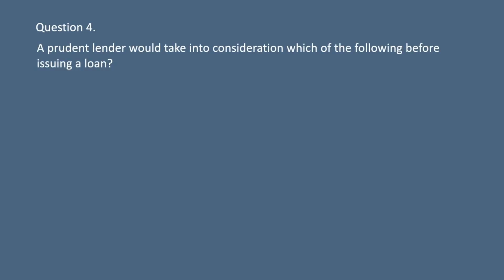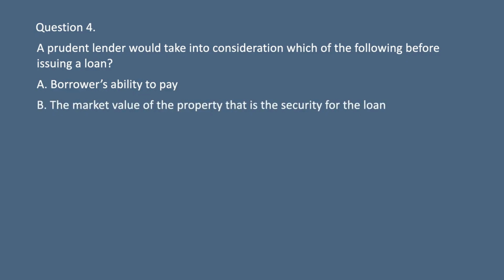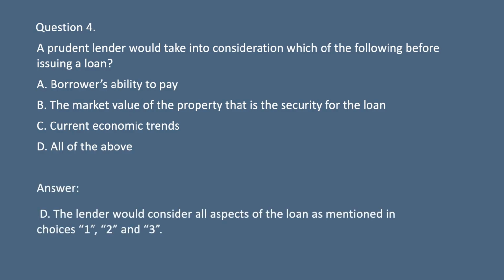Question 4. A prudent lender would take into consideration which of the following before issuing a loan? A. Borrower's ability to pay. B. The market value of the property that is the security for the loan. C. Current economic trends. D. All of the above. Answer. D. The lender would consider all aspects of the loan as mentioned in choices 1, 2, and 3.